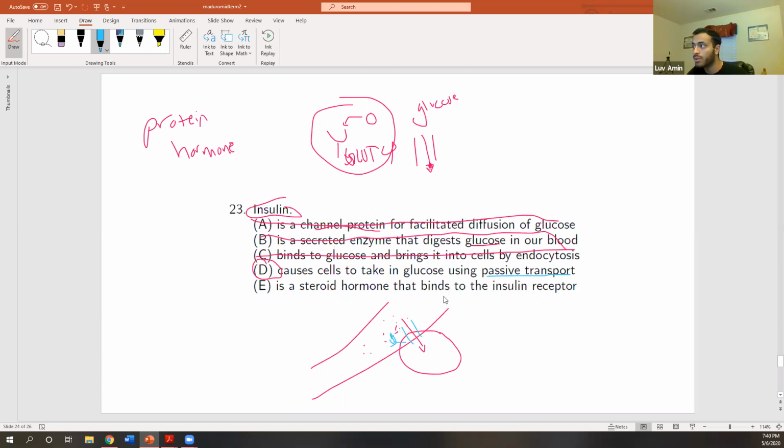E: insulin is a steroid hormone that binds to an insulin receptor. It's not a steroid hormone. It's a protein hormone, essentially.